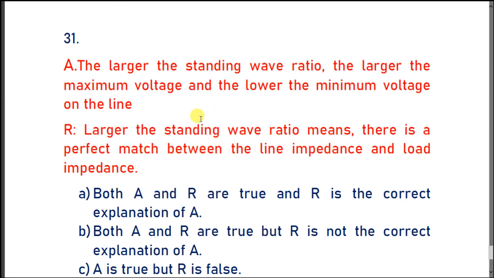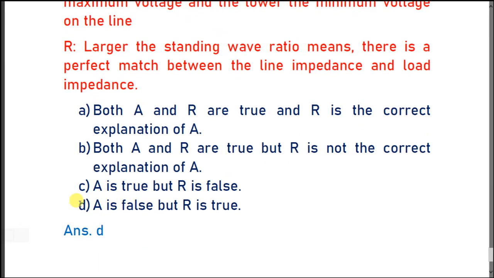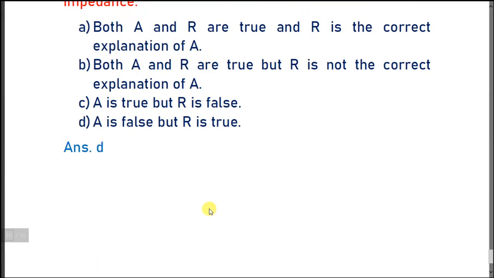Because higher the VSWR, that means lower the reflection coefficient, and lower the reflection coefficient means the maximum power is transferred from input to output. That means maximum match between the source and the load. So the statement R is correct and A is false, and that is satisfied by D. So A is false and R is true.